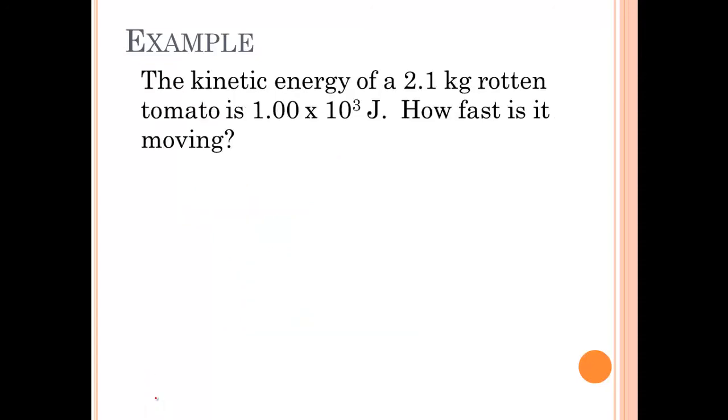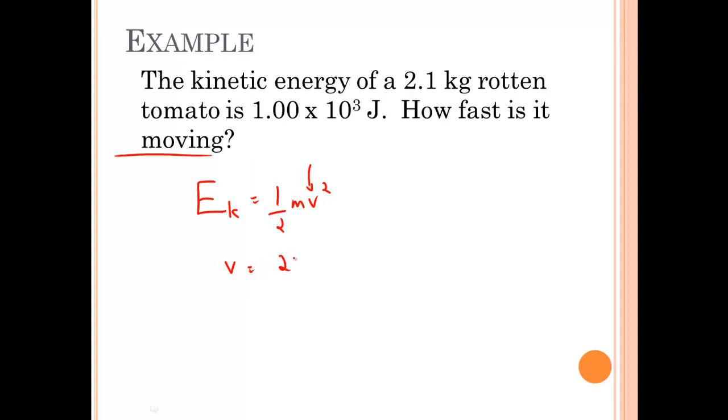Let's take a look at a different example now. Let's say that the kinetic energy of a 2.1 kilogram rotten tomato is 1,000 joules. How fast is the tomato moving? Well, as soon as you hear that we have a moving object and you're given the energy, we go right to kinetic energy equals 1/2 mv squared, except this time we're trying to look for how fast the object's moving. So we actually have to solve for v.